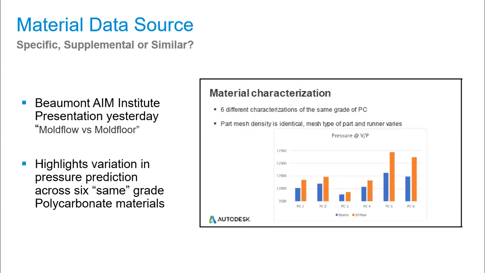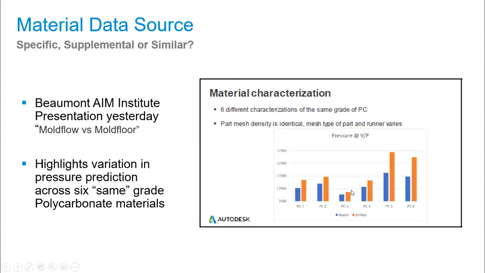But they ran it through the same exact mesh, same part, same runners, same process, and they got six different results. They also did that with the runner system being all beams and then all 3D. So you can see the range for what is considered to be the same grade material in terms of pressure prediction. We have almost up to 25,000, somewhere around there, down to 8,000, something like that. So the range was pretty drastic between the analysis results.